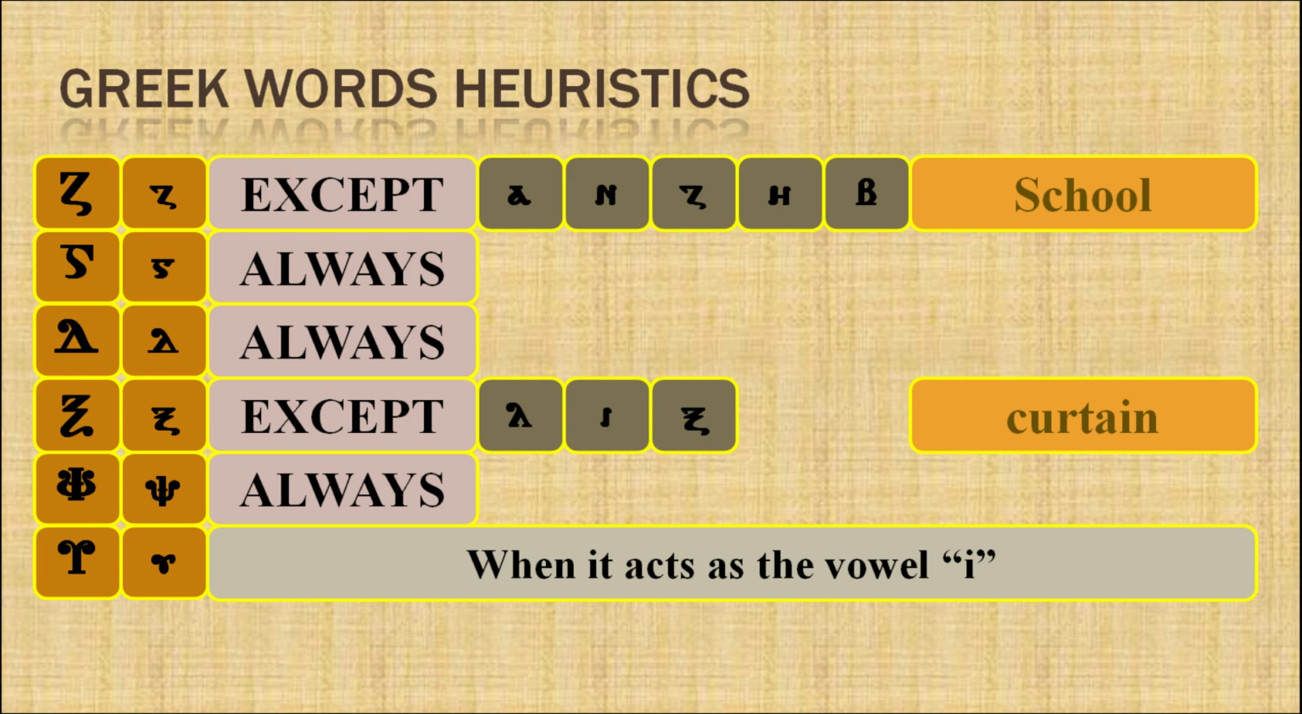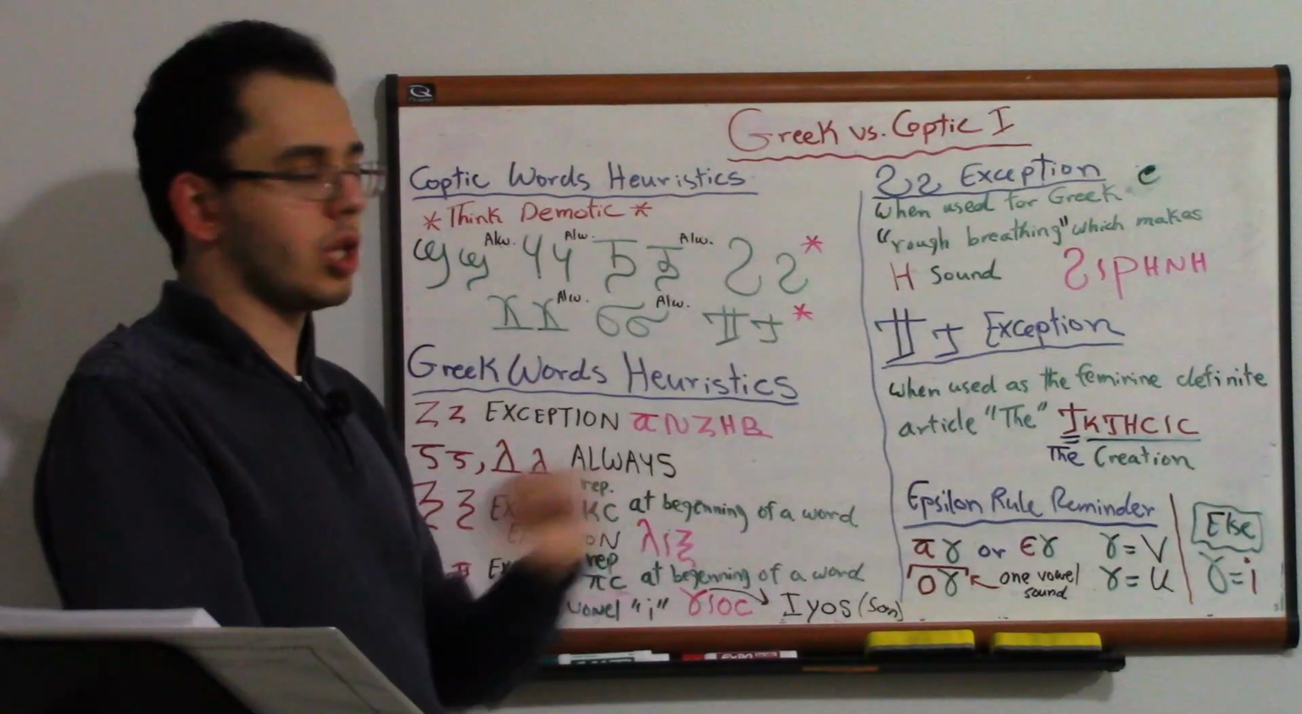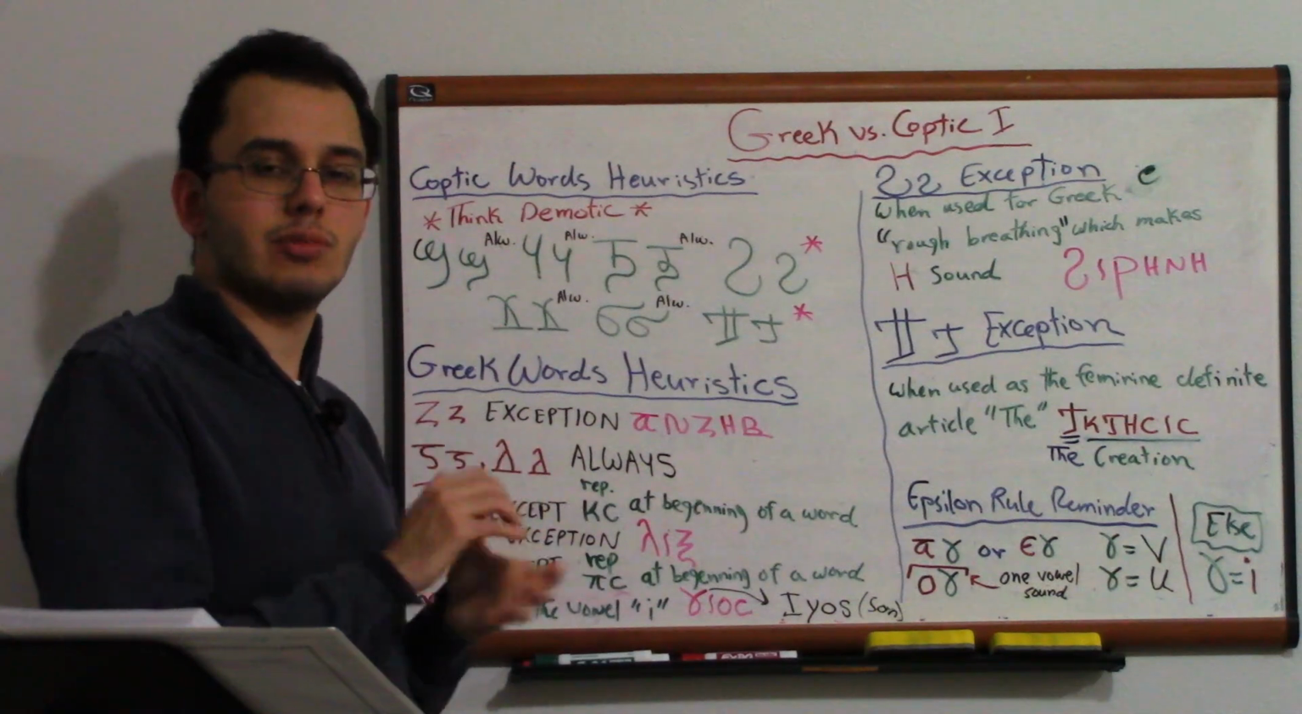And finally, the epsilon, which when it comes as the vowel I, then it will also be a word of Greek origin. And we talked about the epsilon rule, and with that, I'm done with this part of the lecture.